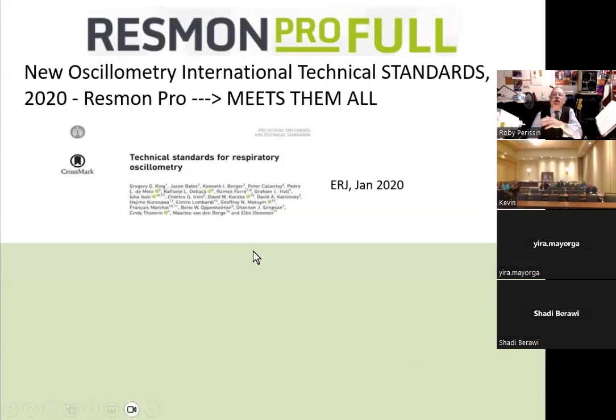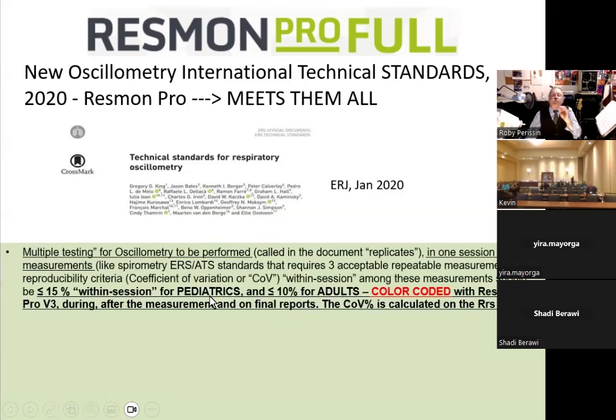Because, like the ATS and ERS guidelines for spirometry, DLCO, and lung volumes, oscillometry has international guidelines, and most devices out there should meet them. Ours does. They give you the rules to make the two or three measurements repeatable. In forced spirometry, repeatability has to be 5% each; here, the repeatability is 10% for adults and 15% for pediatrics. And obviously, the devices tell you that you are okay to go.